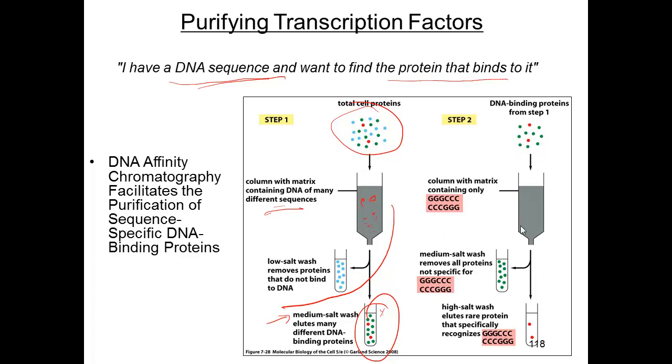and now you pass it through a column again. In this case, you had a generic sequence. Here you have the specific sequence you're interested in, and chances are most of the proteins won't bind super strongly to this one sequence, but there's some proteins that will bind very tightly to it. And now you have produced an experimental result which suggests the hypothesis that this protein binds to this sequence, although that needs to be confirmed using other methods.